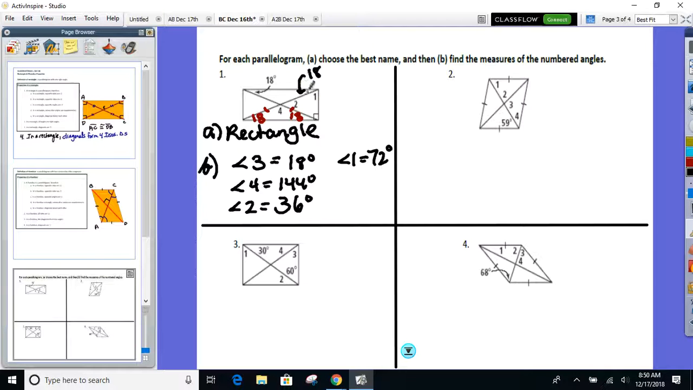The angle I just measured is 18 and angle 1. They measure up to 90 degrees. It's a rectangle. Everyone all good? Questions? Okay, moving. Number 2.